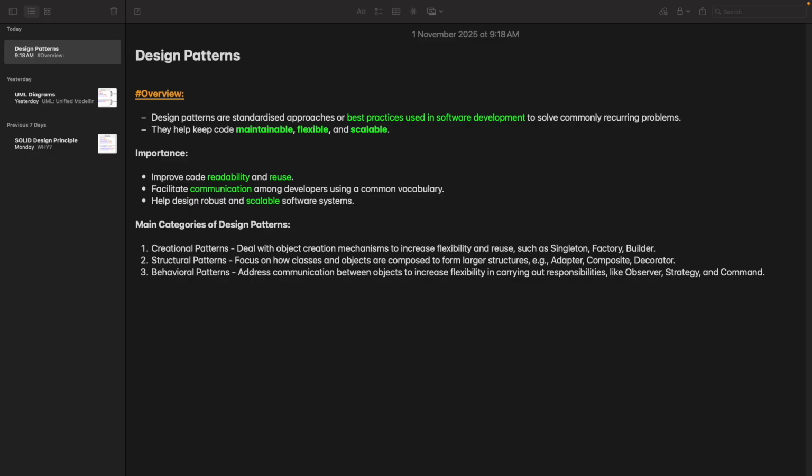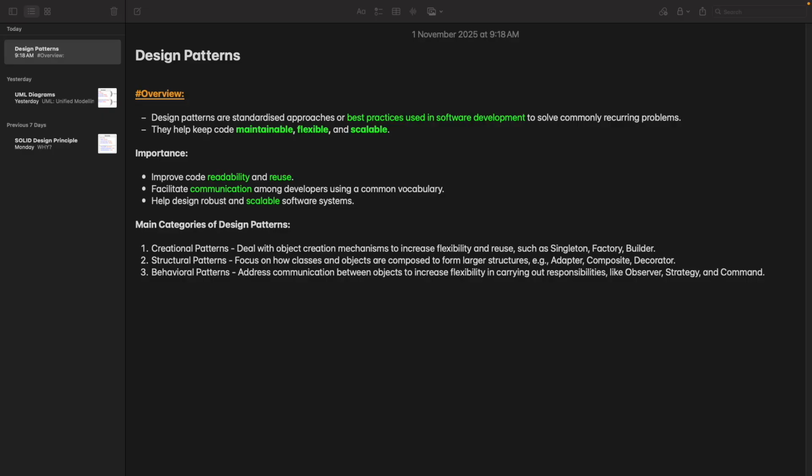So design patterns are standardized approaches or best practices used in software development to solve commonly recurring problems. Basically, these are tried and tested solutions to common software design problems. They provide reusable templates that help developers solve issues related to object creation, communication, and structure in software applications.